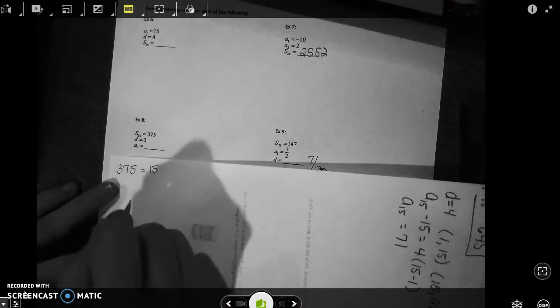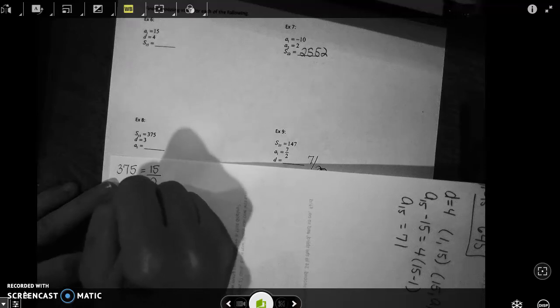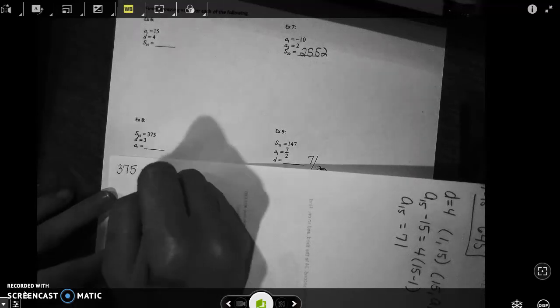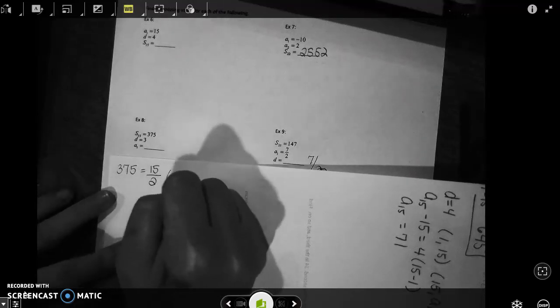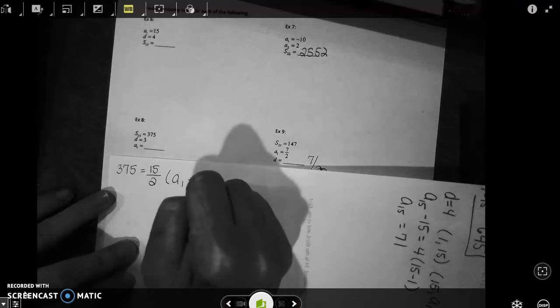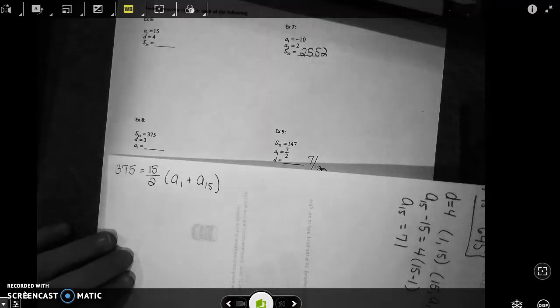So let's look at number 8 here. So as I look at number 8, I know the sum this time, actually. So I know the sum is 375. I know that there are 15 terms, so 15 over 2 will give me my number of pairs, but I don't know A sub 1, nor do I know A sub 15, so I have 2 unknowns.